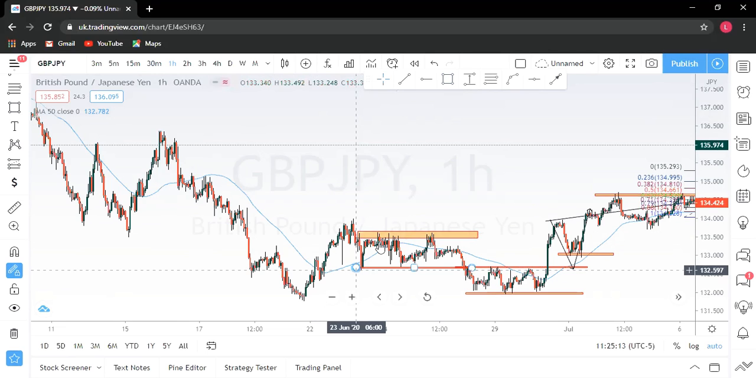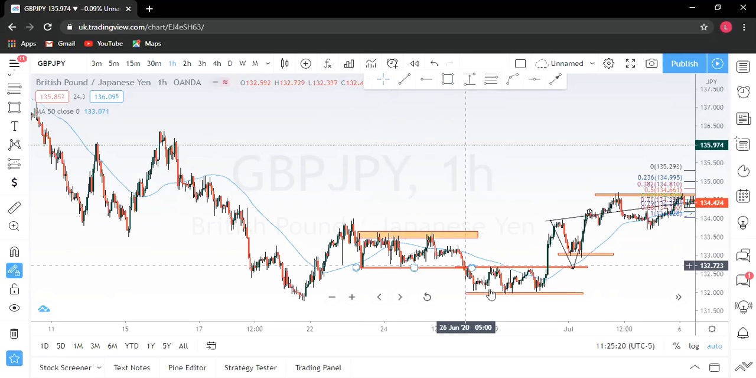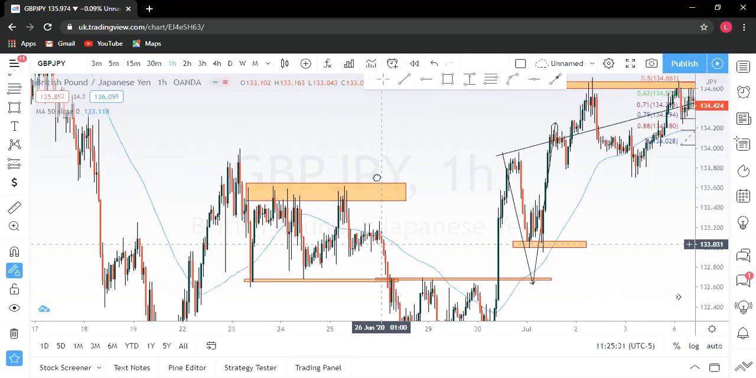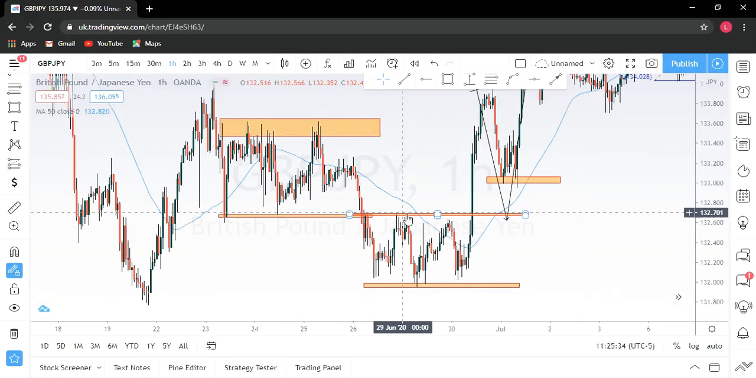They bought here, sold again, bought, sold. So now they broke it. Can you see when they broke it, what did they come back to? They came back to retest it, then started ranging again to form another support and resistance. Can you see how the market actually works? They broke it there, then came back for a retest. Can you see the retest? Then they went down again.